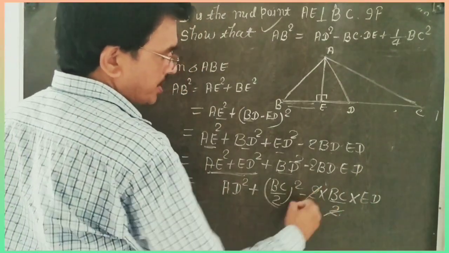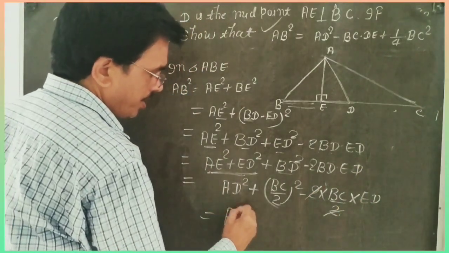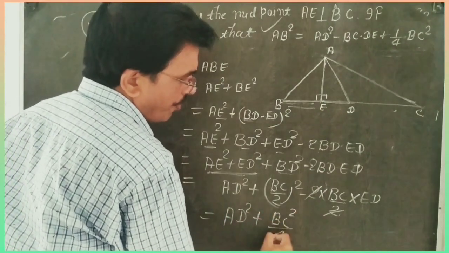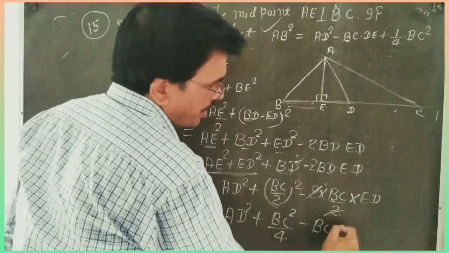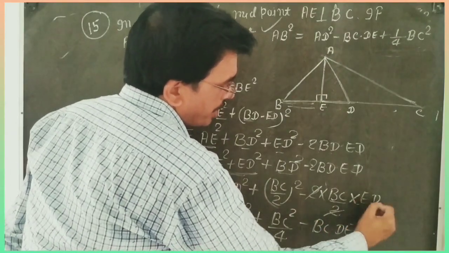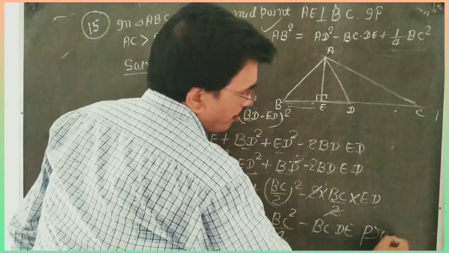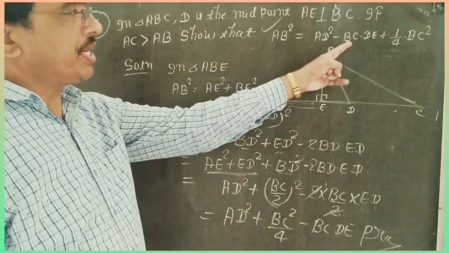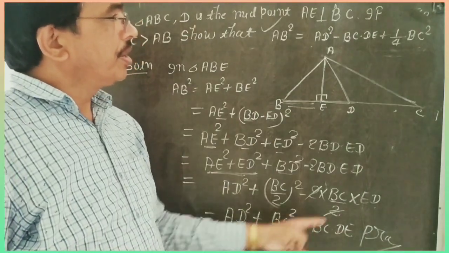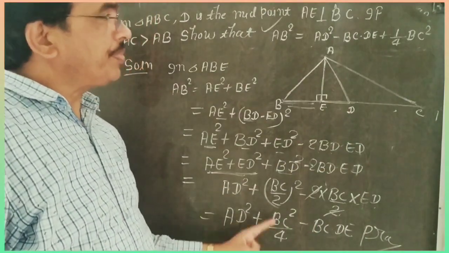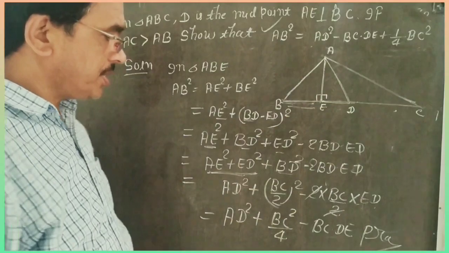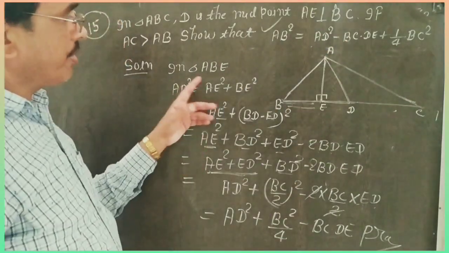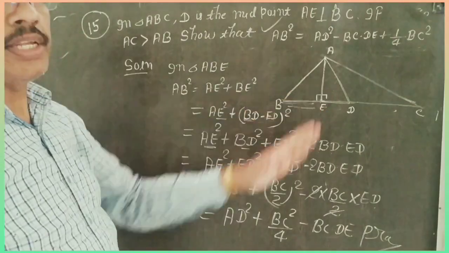Hence the 2 cancels. So you write here AD square plus BC square by 4 minus BC into DE. ED means DE. That proves your solution. Here is AD square minus BC into DE plus 1 by 4 BC square, and 1 by 4 BC square means BC square by 4. So both are the same. You can find the solution by this method.